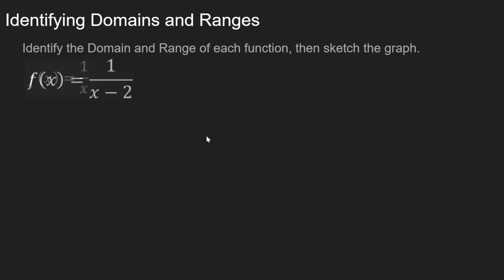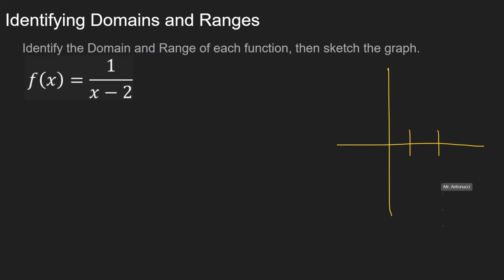Let's do one more. f of x equals 1 over x minus 2. Now this is almost the same graph, except you're subtracting 2 in the denominator. I'm going to sketch the graph first in this case to show you what happens. If you remember, if you subtract a number inside the function, that moves the entire function horizontally 2 units opposite the direction you would think. So it's actually going to move the whole function of 1 over x to the right 2 points.